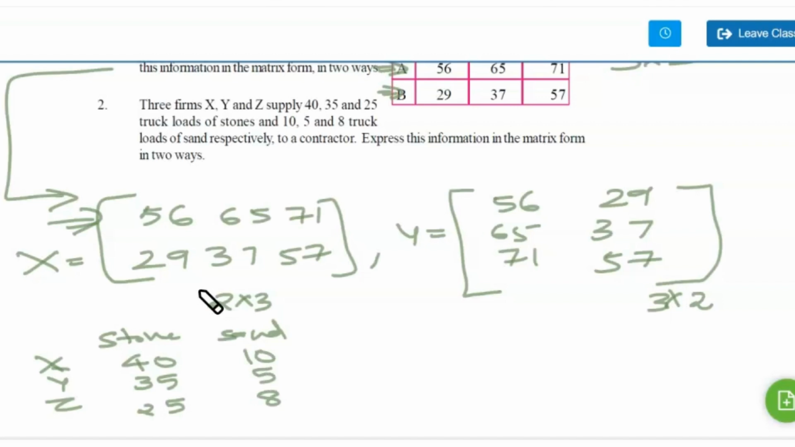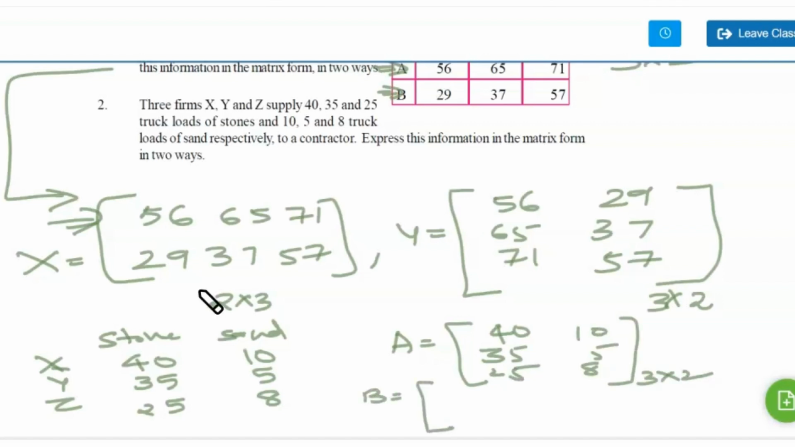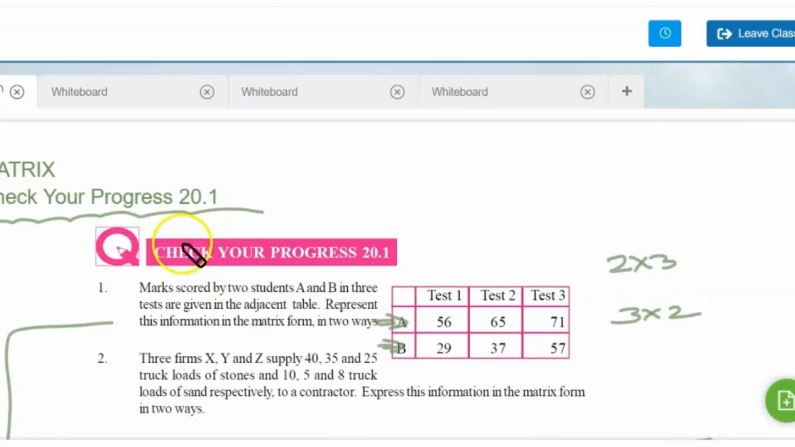In this case, when you want to convert it to matrix form, the first matrix, let it be A. Write it in the same manner: 40, 35, 25, 10, 5 and 8. It becomes a 3 by 2 matrix. Next one is matrix B and it can be written as 40, 35, 25. The first column gets converted to a row. 10, 5 and 8. This will be a 2 row, 3 column matrix. So this is the solution. Okay. Now let's go to the next question.